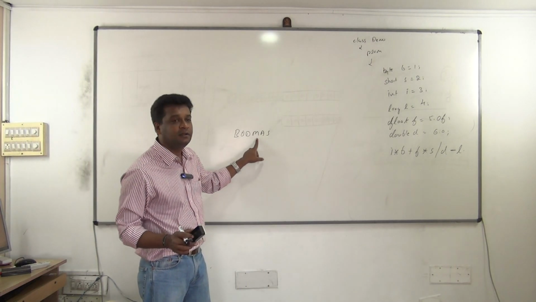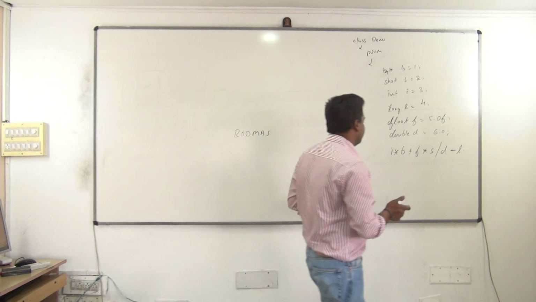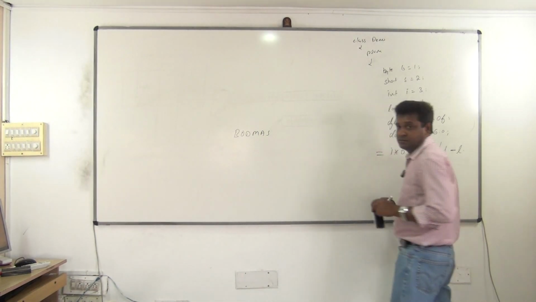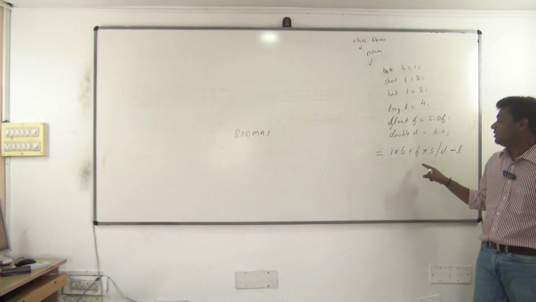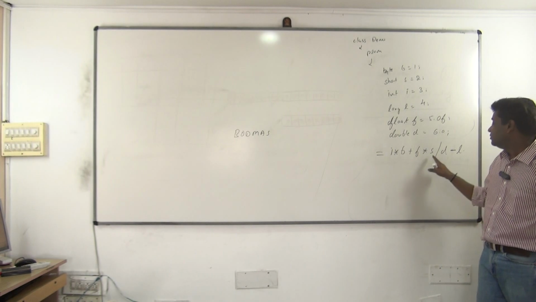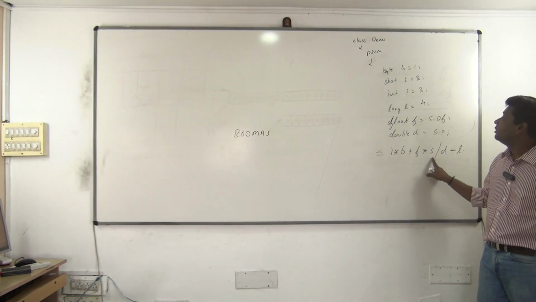So first according to BODMAS, which one will happen? Division. Then what will happen? Multiplication. Then addition. Then subtraction. You know this? So let's start putting it now. This is a big expression; internally how does it get processed? First in this expression, which one gets evaluated? Division. The division between short and double. Yes or no?